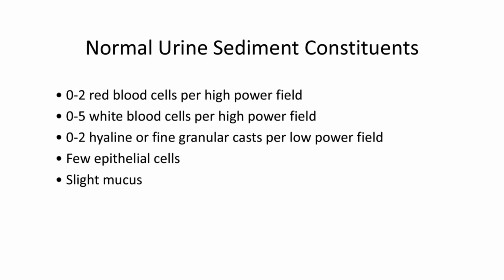Normal urine may contain up to 2 red blood cells per high power field, up to 5 white blood cells per high power field, and up to 2 hyaline or fine granular casts per low power field. A few epithelial cells and slight mucus may also be present, and these findings are generally considered normal.